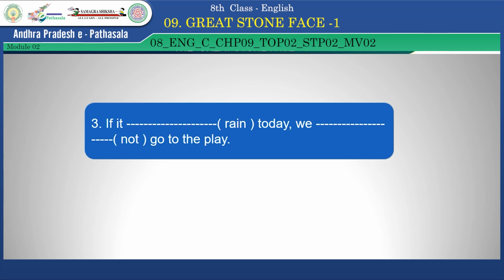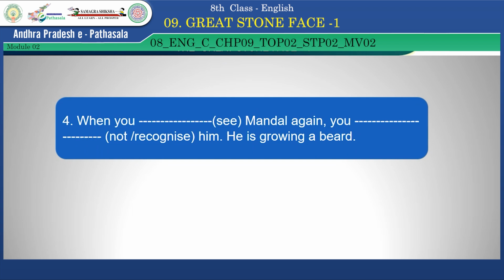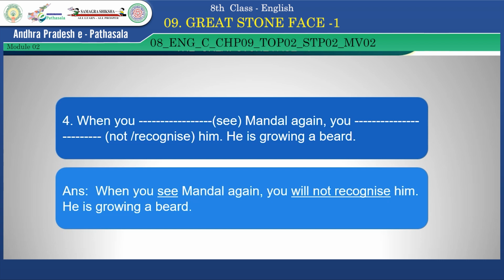Number 3. If it blank rain today, we blank not go to the play. Answer. If it rains today, we shall not go to the play. Right. Now let us do the next one. Number 4. When you blank see Mandal again, you blank not recognize him. He is growing a beard. Answer. When you see Mandal again, you will not recognize him. He is growing a beard. Good. Look at the last one.